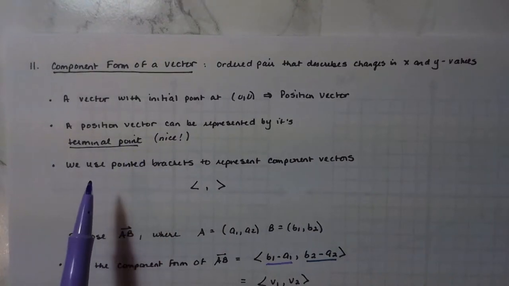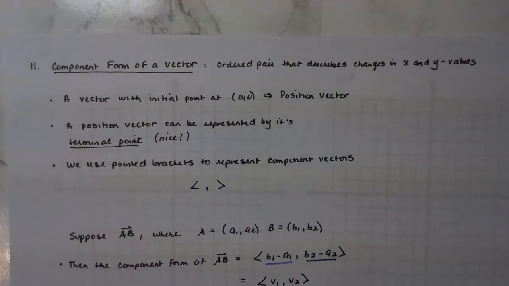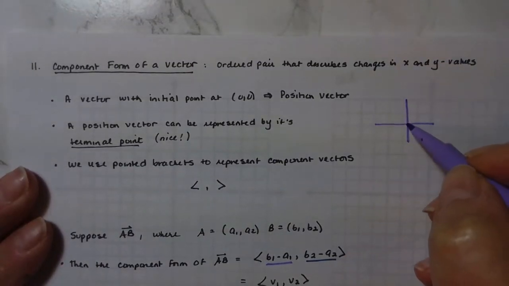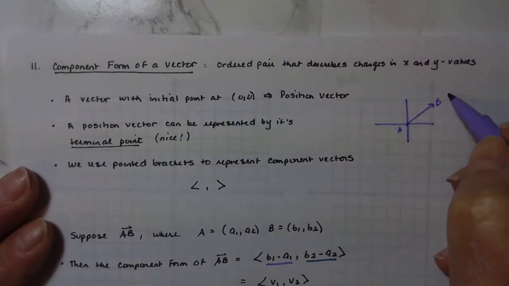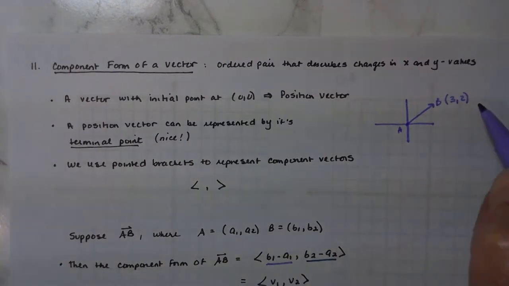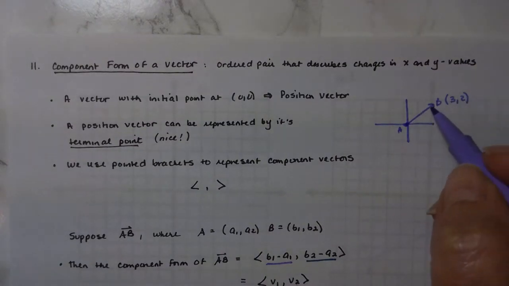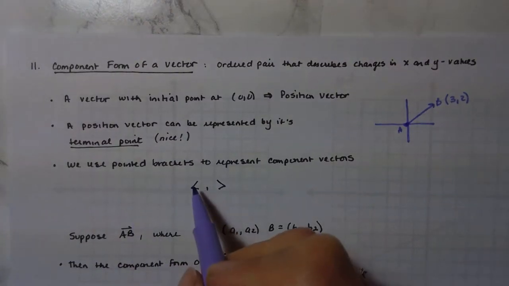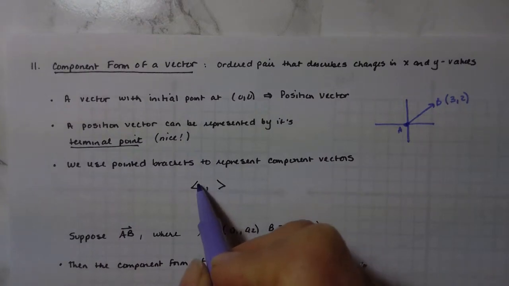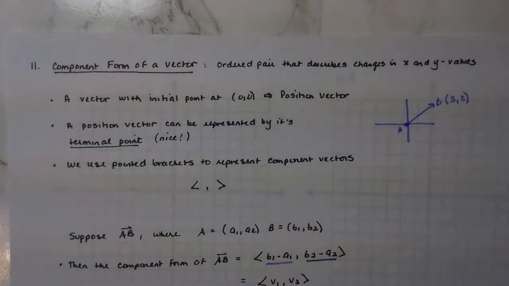A position vector can be represented by its terminal point, which is really, really nice. In other words, I have this position vector here. I'll call it A at the origin and B here. And let's just say point B is (3, 2). Well, I can write this as a vector with components ⟨3, 2⟩. So whenever our initial point is at the origin, then the stopping point or the terminal point represents the vector because 3 minus 0 is 3 and 2 minus 0 is 2. We're going to represent those component vectors with these pointed brackets. So whenever you see this notation, that means they're talking about a vector.